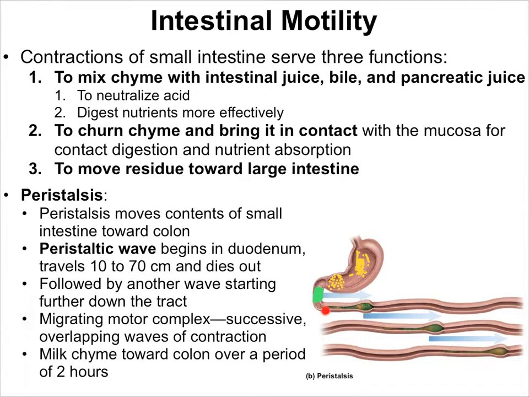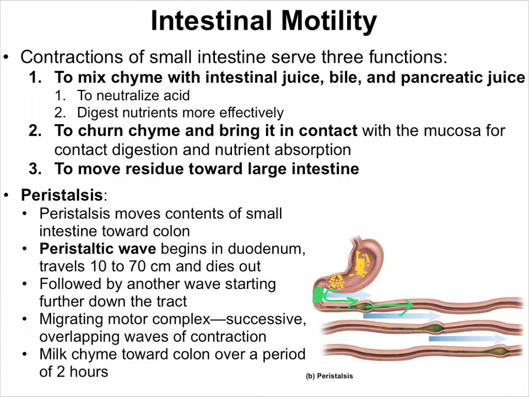So what you'll get is a contraction starting here, you'll get it to squeeze down, and then that squeezed down portion will keep moving and moving and moving, pushing the food along as it goes. And it doesn't happen constantly. A peristaltic wave will begin somewhere, usually in the duodenum, and then it'll move 10 to 70 centimeters. So it'll move like that.